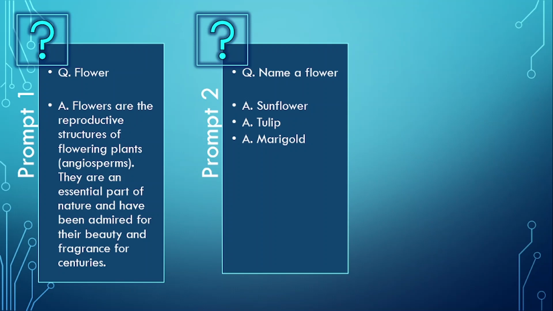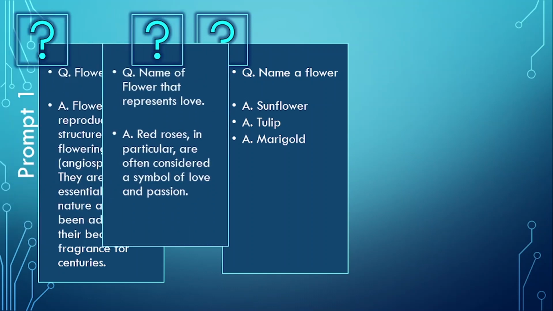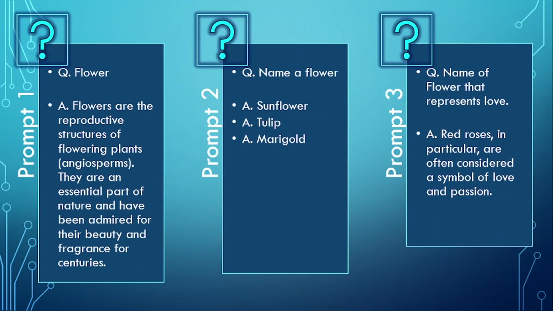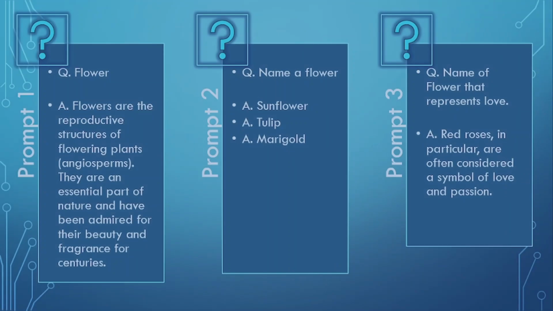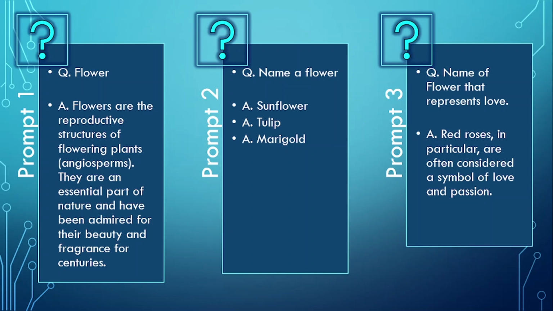But if we want the answer in the first attempt itself, we use prompt 3. Name the flower that represents love. The answer we get is red roses in particular are considered a symbol of love and passion. You regenerate this response multiple times, the answer will always remain the same, red roses. This is prompt engineering. We need to specifically ask ChatGPT what output we want.